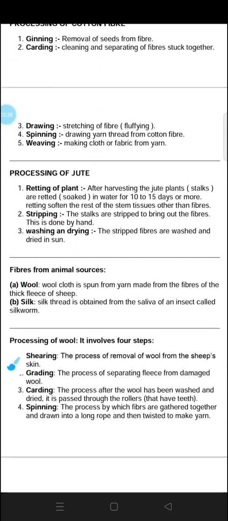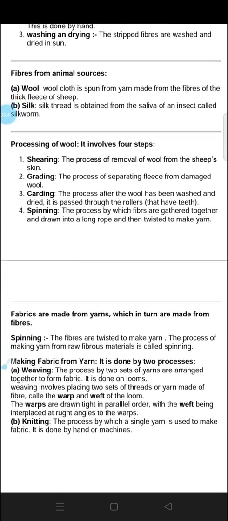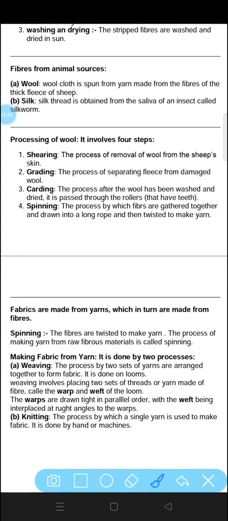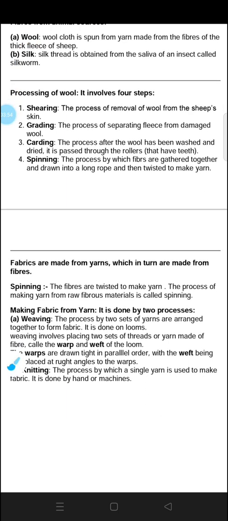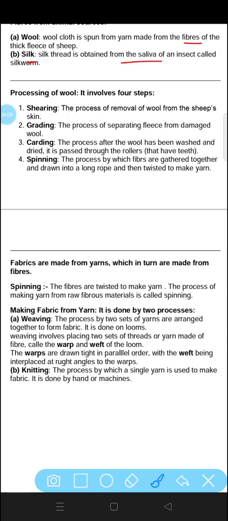Now next is fibers from animal sources. Till now we have discussed fiber from plant sources. Now we will discuss fibers from animal sources. First one is wool. Wool cloth is spun from yarn made from the fibers of the thick fleece of sheep. Wool generally we get from sheep. Sheep are reared for wool only. Next one is silk. Silk thread is obtained from the saliva of an insect called silkworm. Silkworms are small insects from which we get silk.